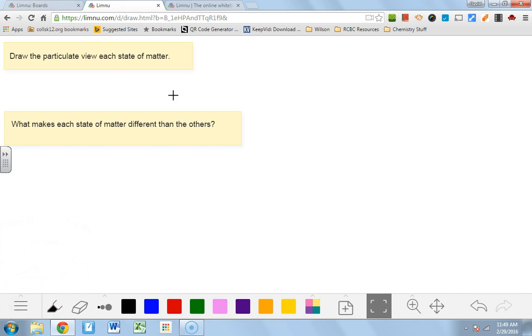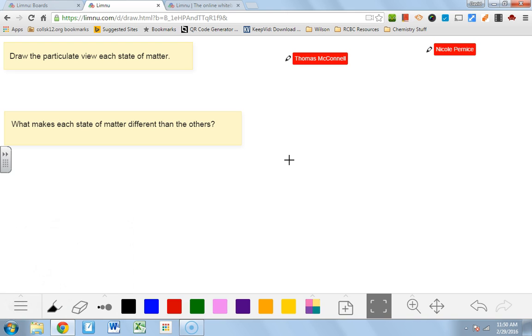I have two questions here. One of them is a drawing question, and one of them is just a question that they can answer. Okay, so here's some of the power. Now my students out there are going to try to draw the particulate view of each state of matter. Coordinating this can be a little tricky sometimes, but there they go.